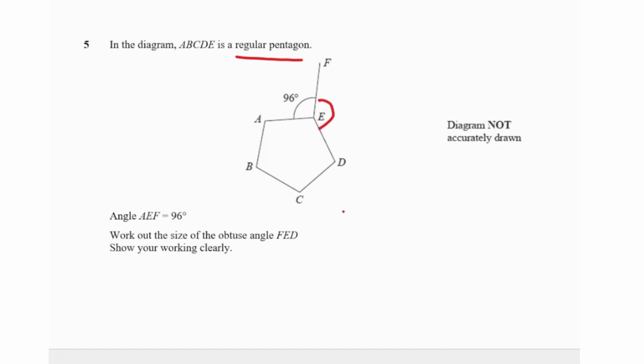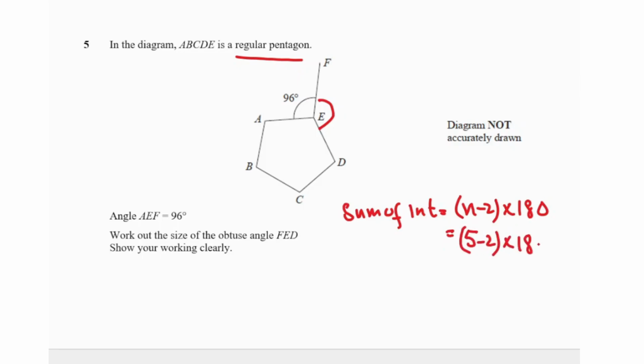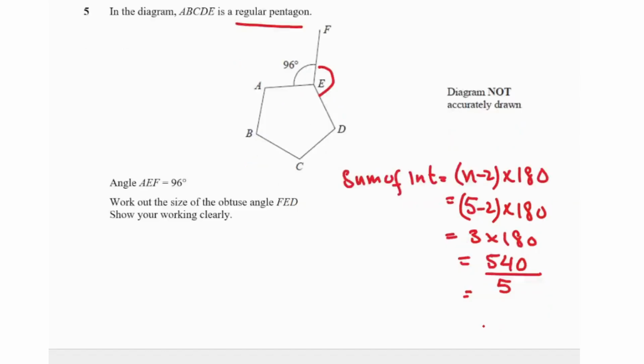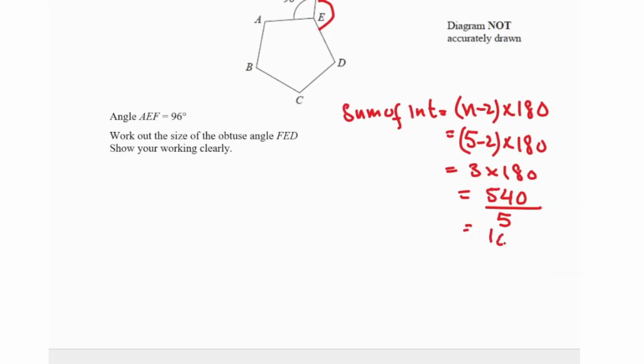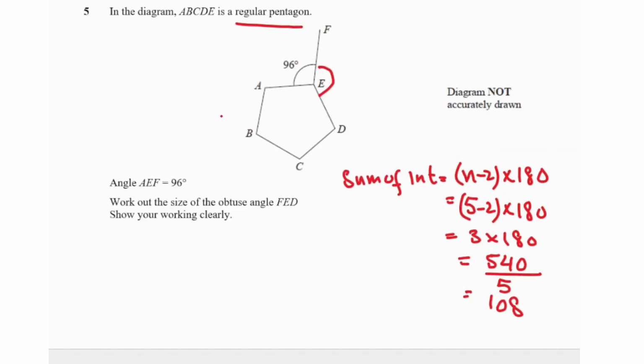We know that, what's the formula? Sum of interior angles is equal to n minus 2 times 180. So in a pentagon, we have 5 sides. 5 minus 2 times 180. And 3 times 180 is equal to 540. And because all angles are equal since all sides are the same, one angle is equal to 108. So it means this angle will be 108.